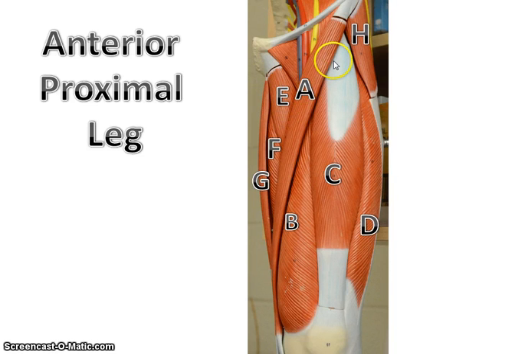So again, one more time on this picture, we have the tensor fasciae latae, and you have the fasciae latae, which is this connective tissue. We have the vastus medialis, we have the rectus femoris, vastus lateralis, sartorius, gracilis, adductor magnus, and adductor longus.